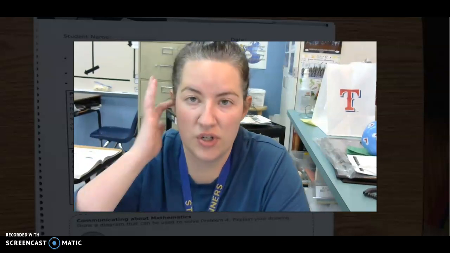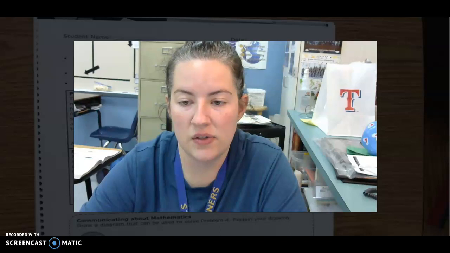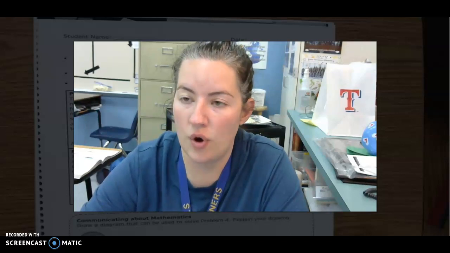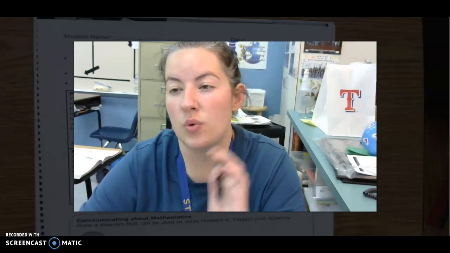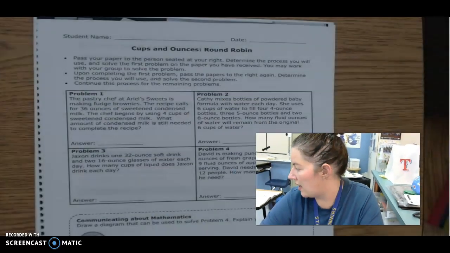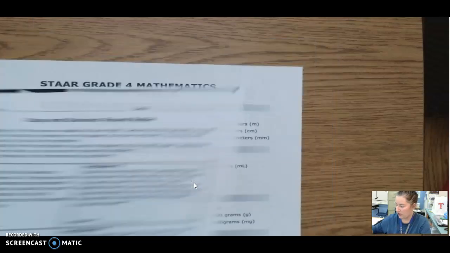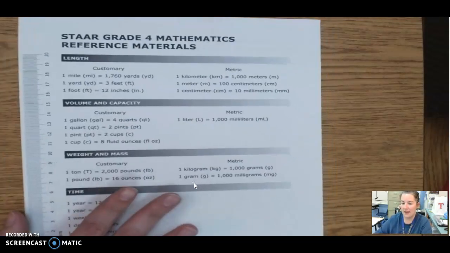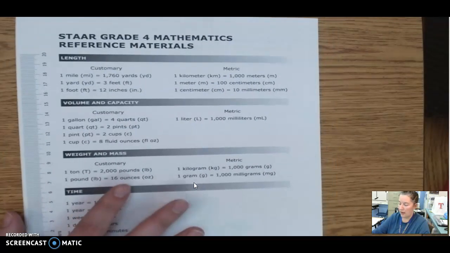Hey guys! Okay, we are going to continue with our problem solving skills using word problems and the conversion measurements that we've been practicing. So, got another day of word problems. I hope your brain is ready. Make sure you're reading carefully, and if you get stuck, make sure you have your conversion sheet like this available so you know how much is in each.